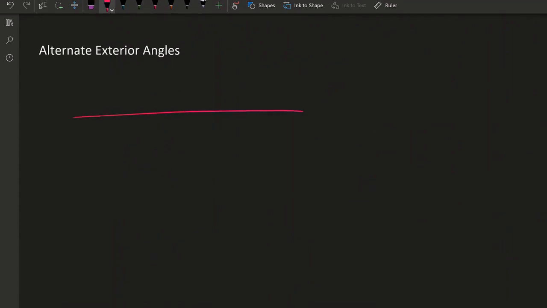Okay, alternate exterior angles. Same picture. Starting off with them being parallel. Same thing as alternate interior, but this time they're exterior, so they're on the outside of the parallel lines. So this would be A here and B here.